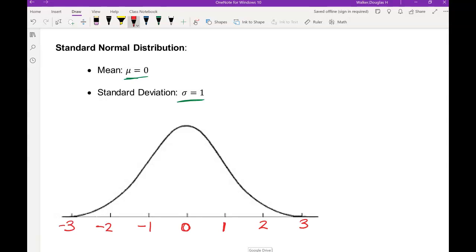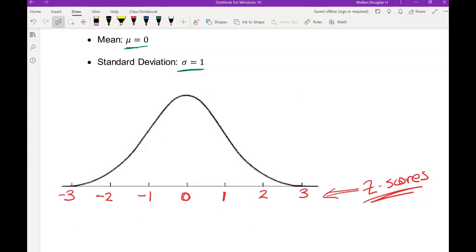-2, -3. So notice each of these values on my x-axis represents how many standard deviations we are above or below the mean. And that might sound familiar if you think back to what we did with z-scores, right? Z-scores also represented how many standard deviations we are from the mean. So it turns out that's what we're looking at here, are really our z-scores. But we'll come back to that later.